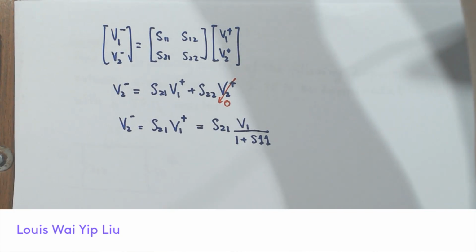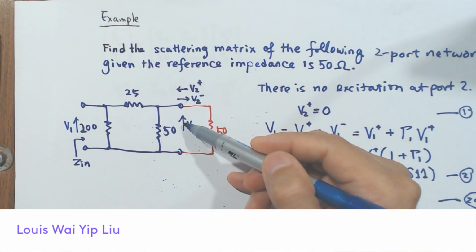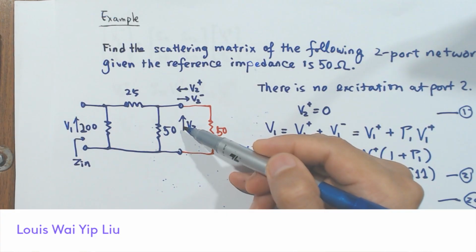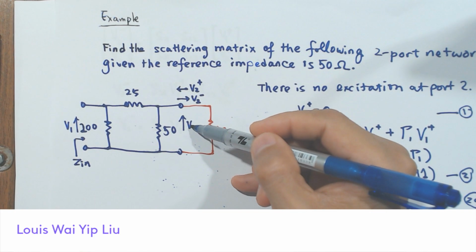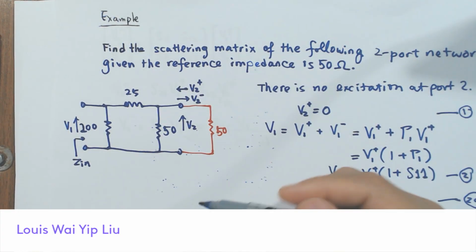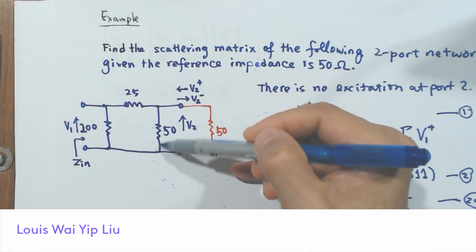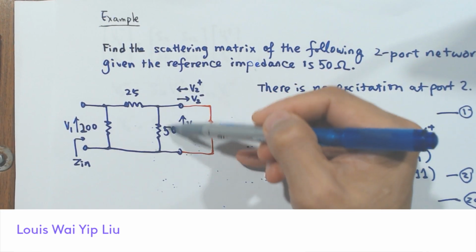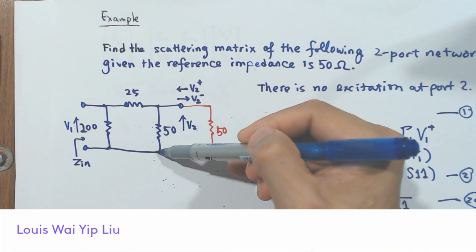Let's go back to the network. This is the network. We need to find the voltage at port 2. And the question is, can we express the voltage at port 2 in terms of port 1? This is totally possible because you have the resistance here. The potential difference here is known. So from here to here, we need to find the voltage.